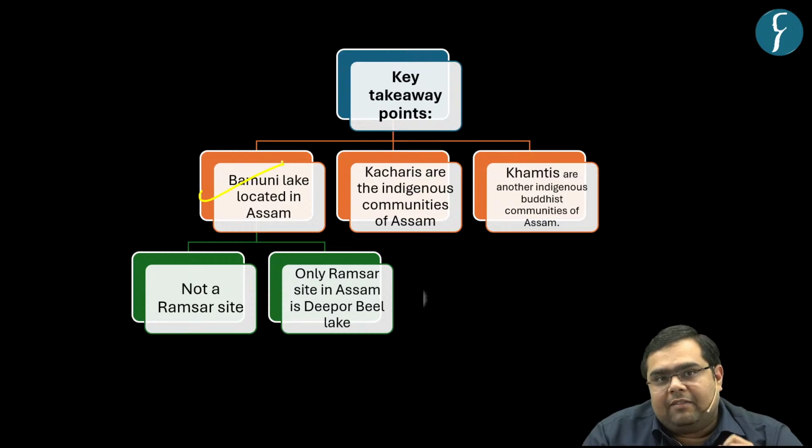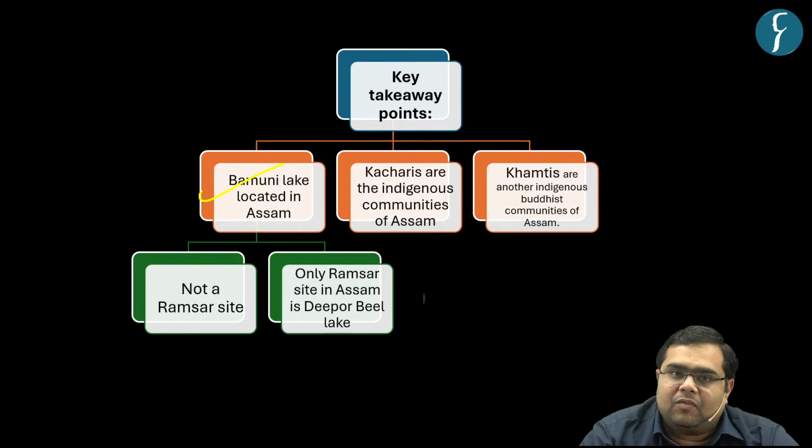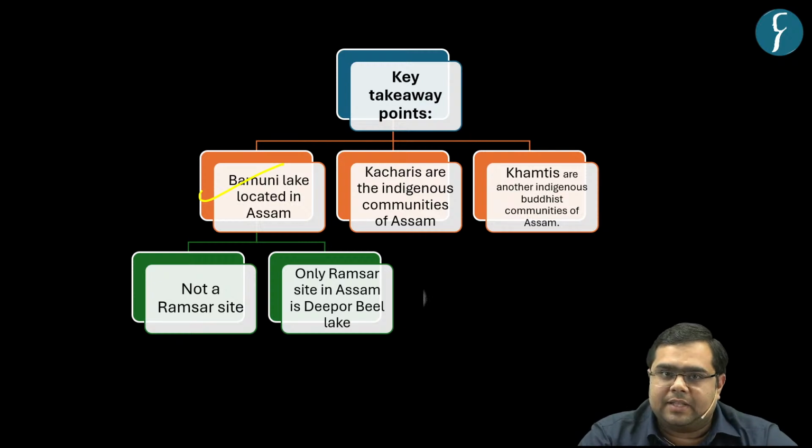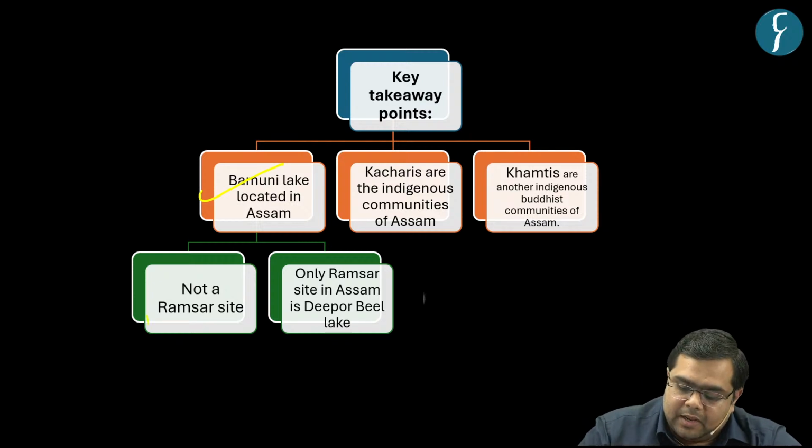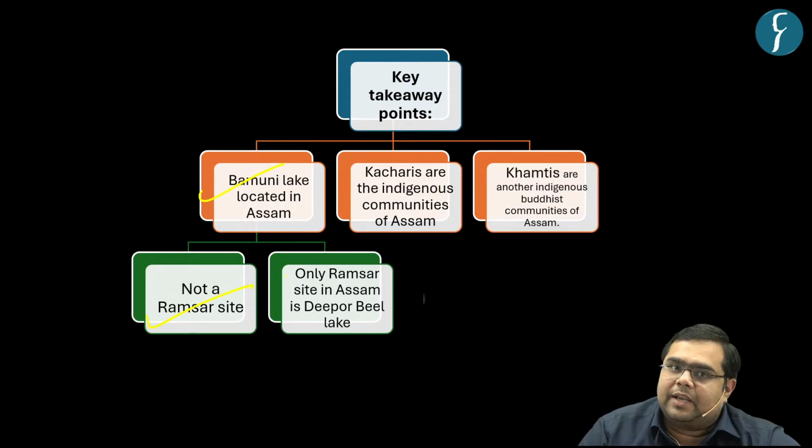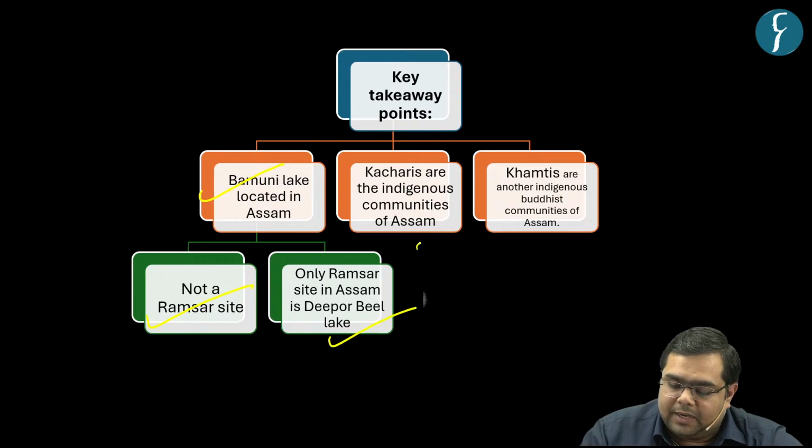Now the key takeaway point is that the concept of lakes and reservoirs is of frequent significance for UPSC, and UPSC has in the past framed various questions with respect to the location of lakes in various parts of India. So the takeaway point here is that Bamuni Lake is located in Assam. An additional piece of information is that it is not a Ramsar site, because there is only one Ramsar site in Assam as of now, which is called Deepor Bil Lake.